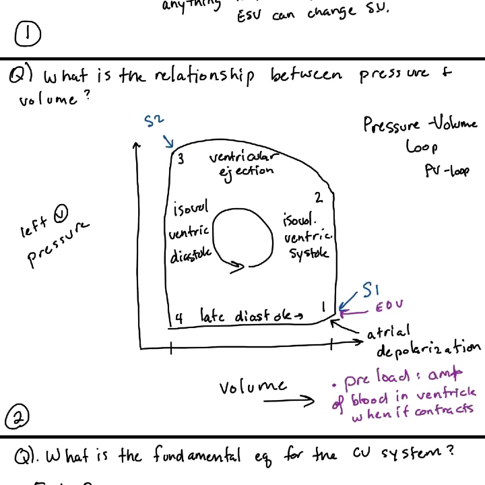Now we got one more point to label on here, and that's the point that happens here at the moment. At the moment where the pressure is great enough to actually push open the aortic semilunar valve, that has its own name too, and we call that the afterload. This is the pressure required to open the aortic semilunar valve.